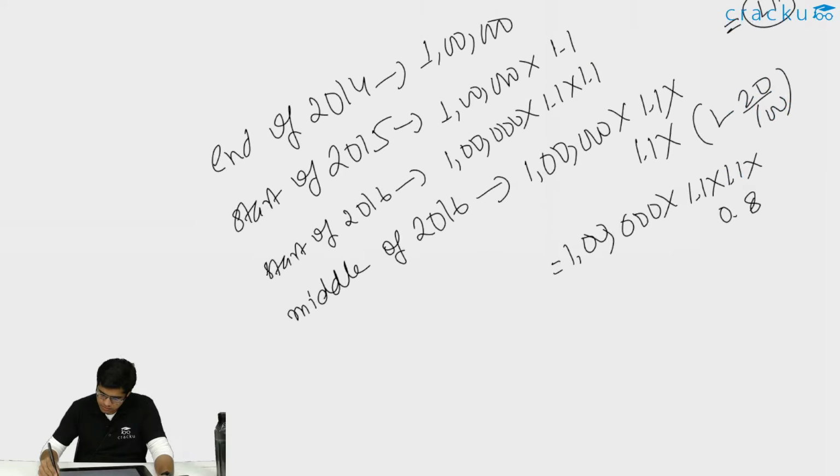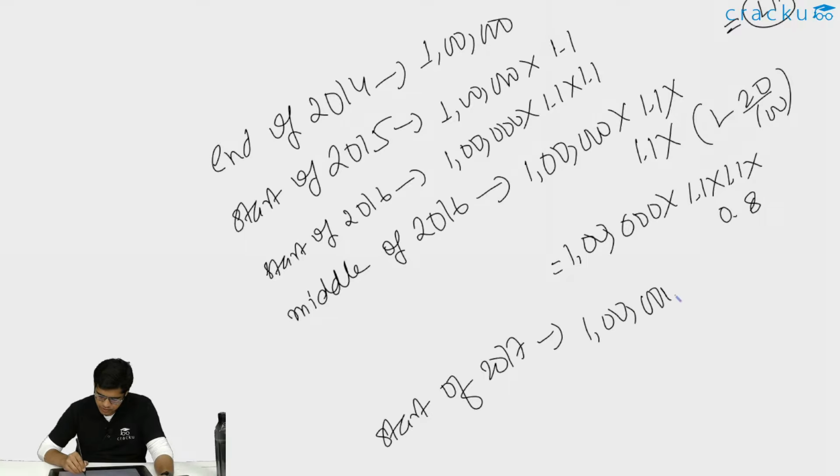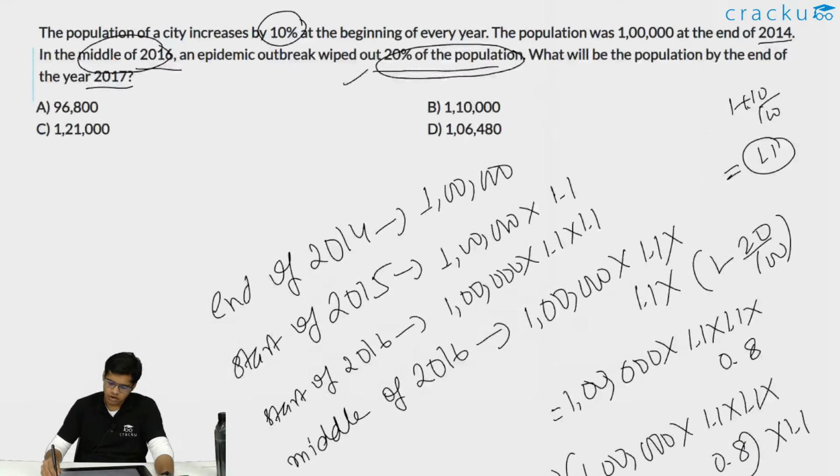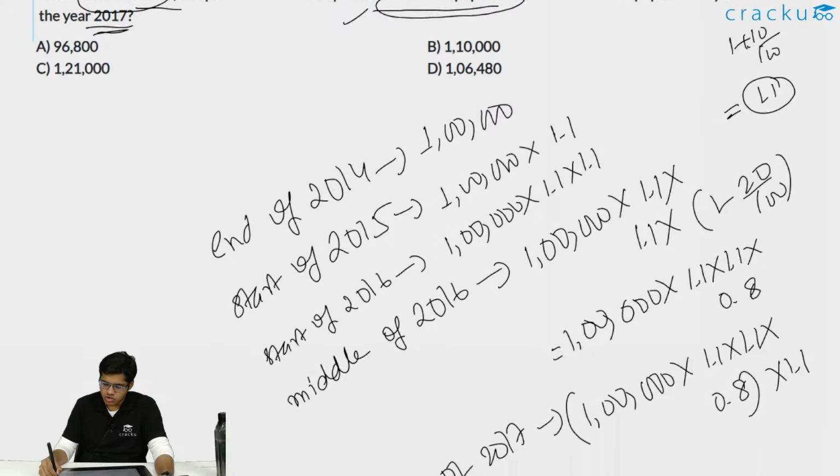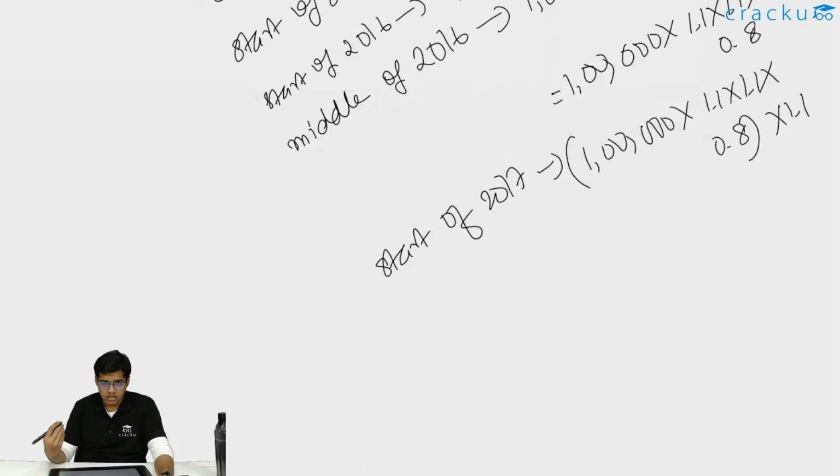Now again, starting of 2017, what will be the population? It will be 1 lakh into 1.1 into 1.1 into 0.8. This whole thing will be multiplied again by 1.1, right? Because at the beginning of each year, there is a 10% increase. So at the end of 2017, I mean, in between, in 2017, nothing is happening, right? So the population would remain this only.